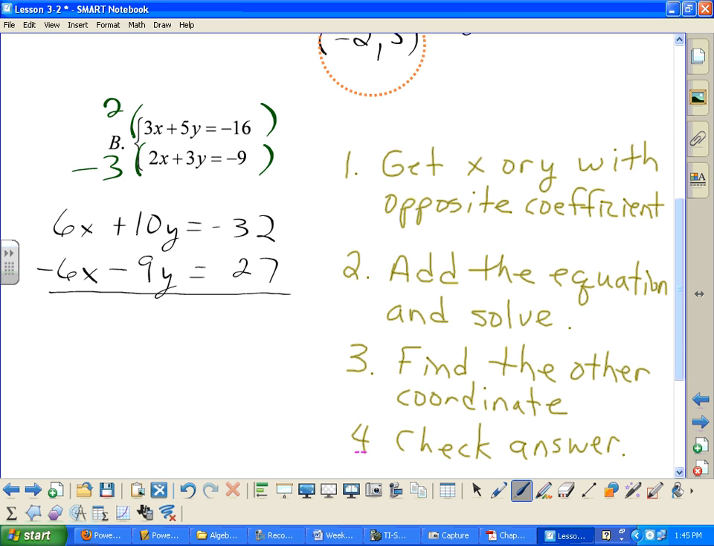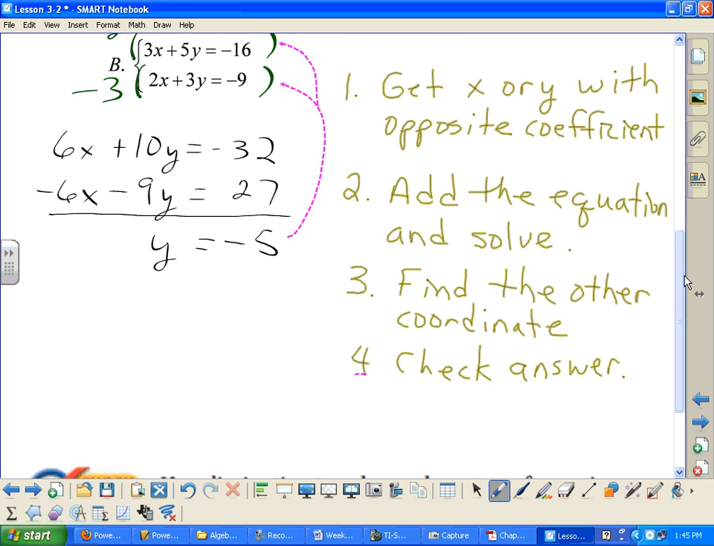So 6x minus 6x is 0. 10y minus 9y is 1y. So this one turns out pretty easy there. We get y equals -5. Okay. So now we're going to take that -5 for y, and we can put it in either one of these two equations and use the originals. Don't use the adjusted ones. Use the original equations.